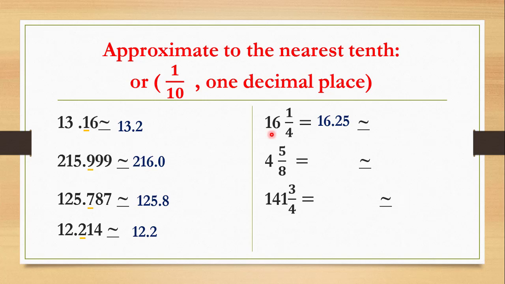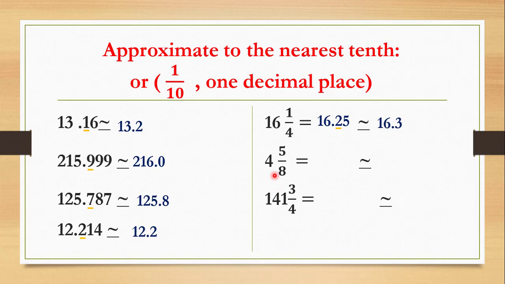Now let's follow the same steps to approximate to the nearest tenth. Underline tenth. What is tenth? Yes, 2. Look at the right, we have 5. We said before, 5 or more, I'll add 1 to the underlined digit. So now I'll add 1 to number 2, it will be 3. So the approximation will be 16.3.